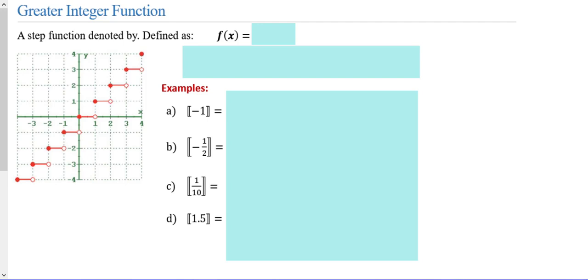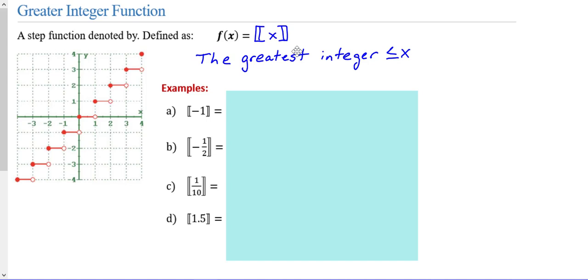When we create a piecewise function based on the information we saw in the previous example, we're going to use the greatest integer function. That was introduced in the first lesson set. So a step function uses the greatest integer function. So f of x equals the bracket of x, with the extra line, is how it is denoted in symbol. And what that means is the greatest integer less than or equal to x.